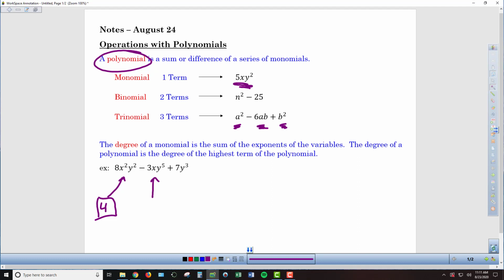For this term right here, 3xy to the fifth, don't forget that the exponent on the x is a 1, even though it's not written there. So if we add the exponents on the x and y, we get 1 plus 5 makes 6. And so then for the last one, there's just the y cubed, so the degree of that term is 3. So those are the degrees of all the individual terms of that polynomial. But when we want to say what is the degree of the overall polynomial, we're just going to take the largest individual degree. And so we would say that this is a 6th degree polynomial.